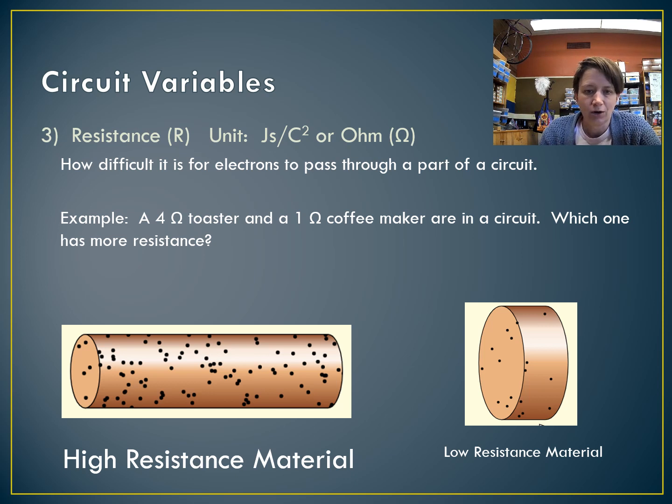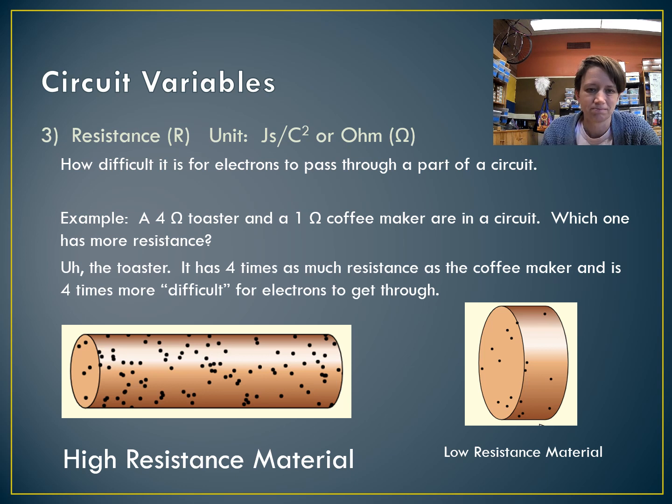But for now, if you know that one object has a resistance of 4 ohms and another is 1 ohm, obviously the 4 ohm object has 4 times as much resistance. That means it is 4 times more difficult for the electrons to get through, or it requires 4 times as much energy to get through compared to the lower resistance one.